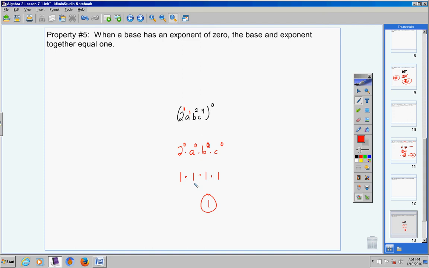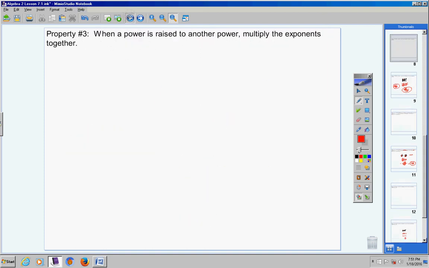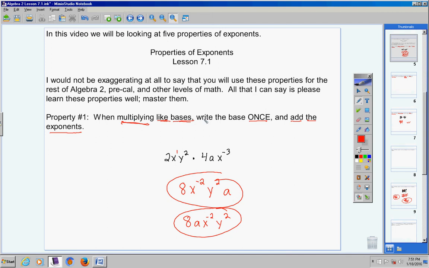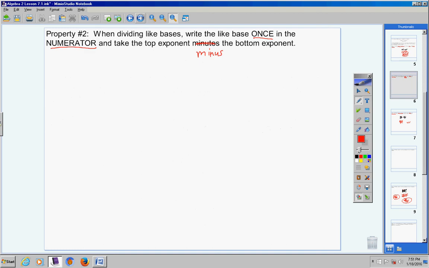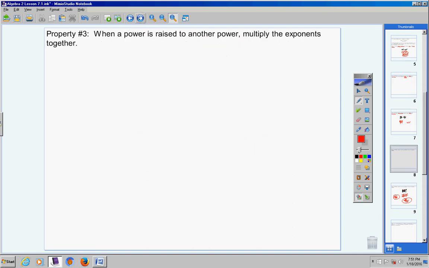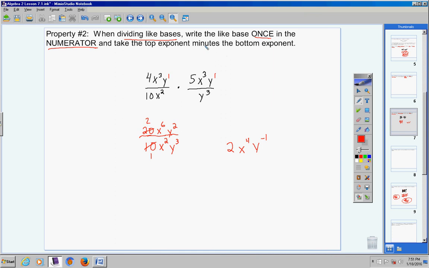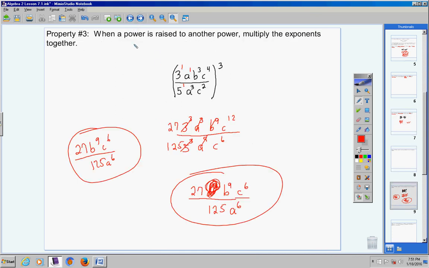Okay, guys, listen to me, please. These properties are so important. You need to know that when you're multiplying like bases, you write the base once and add the exponents. You need to know that when you're dividing like bases, you write the base once in the numerator and take the top exponent minus the bottom exponent. You need to know, and by the way, you can only use this property when it's one term over one term.